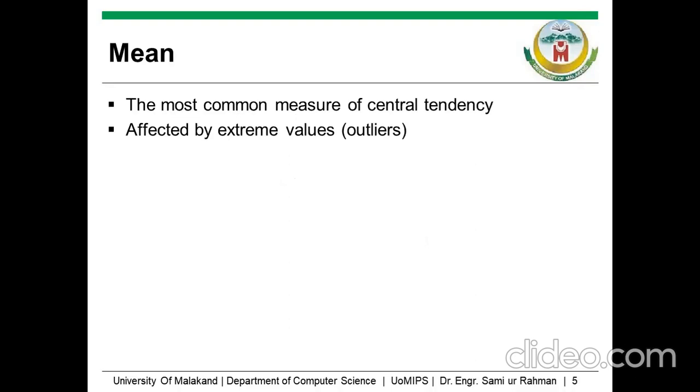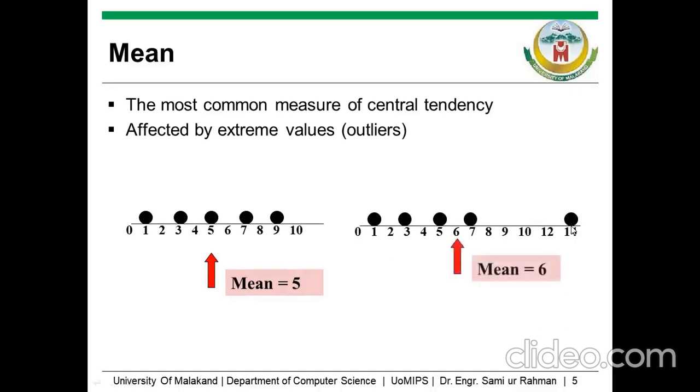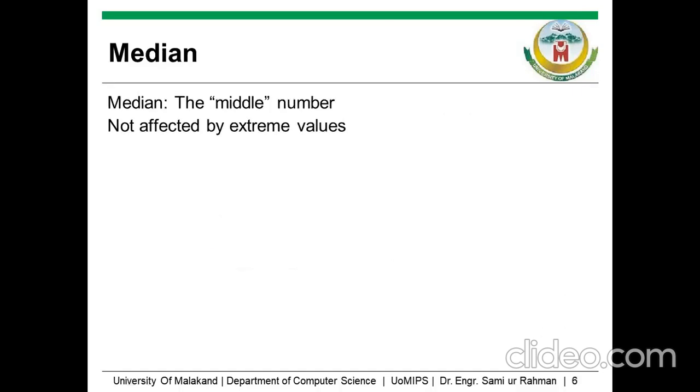Yes, if there are, let's say, a total of 10 values, and 9 values are between 10 and 20, and there is one sample where the value is, let's say, 80, the average will be affected by this one extreme value, which is also called an outlier. Okay, so this is 5 is the mean, but let's say if we have another value of 14, now the mean will change, and it will be 6.